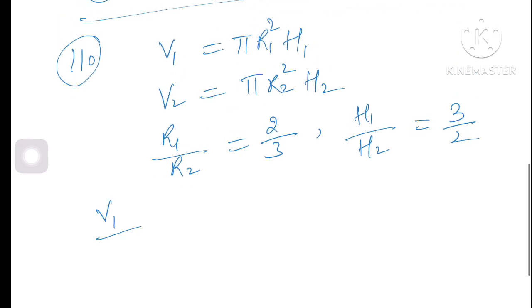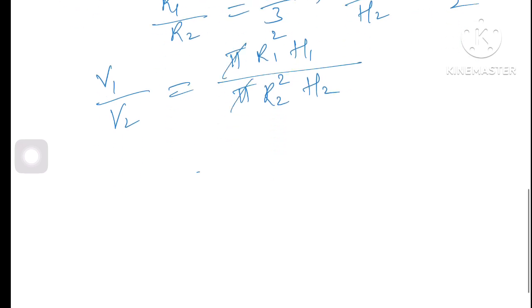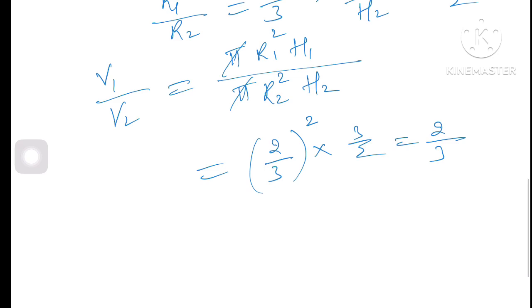Ratio of volume V1 to V2 is equal to pi R1 square H1 by pi R2 square H2. Now let's see. Pi gets cancelled. R1 by R2 is 2 by 3, its square, into H1 by H2 is 3 by 2. So 2 by 3 cancels with 3 by 2. Only 2 by 3 remains. So ratio of volumes is 2 by 3.